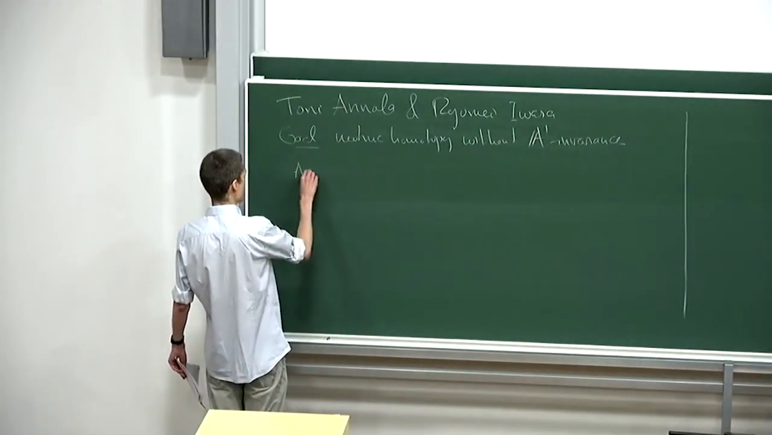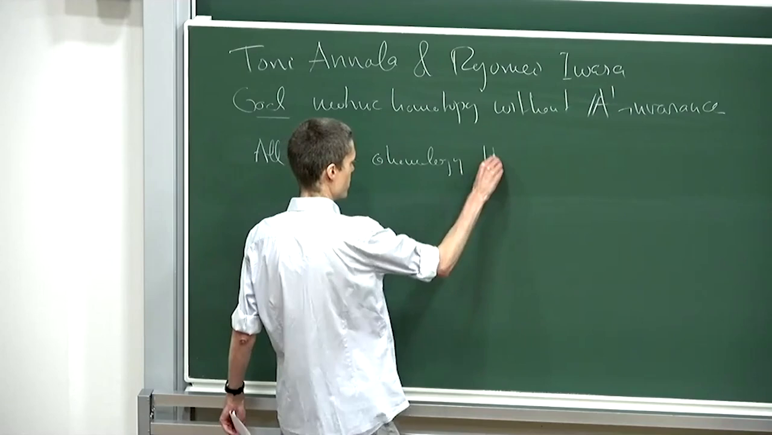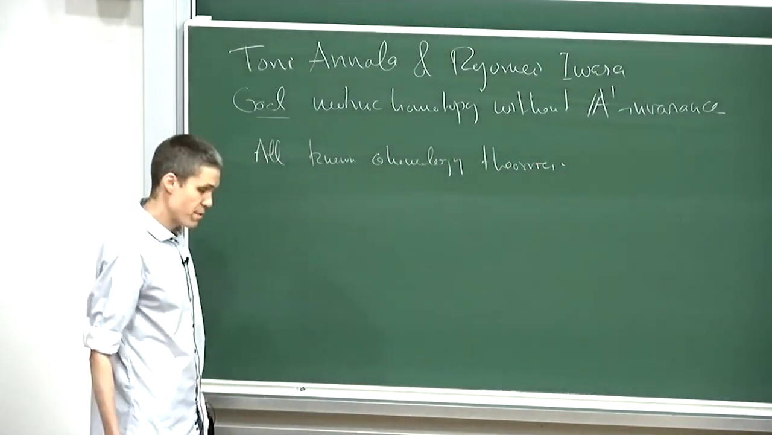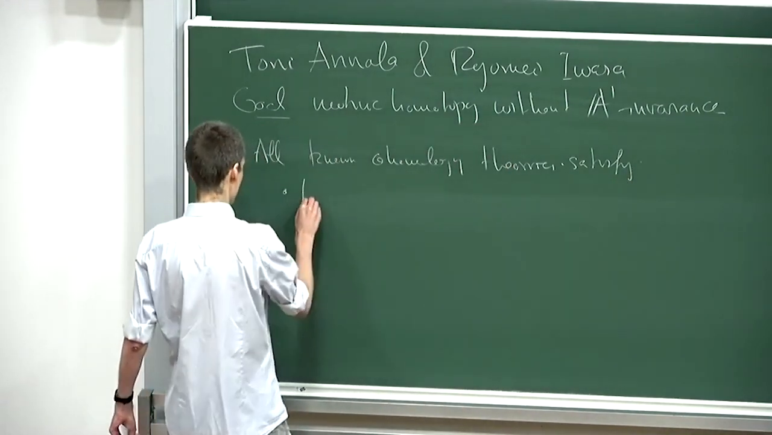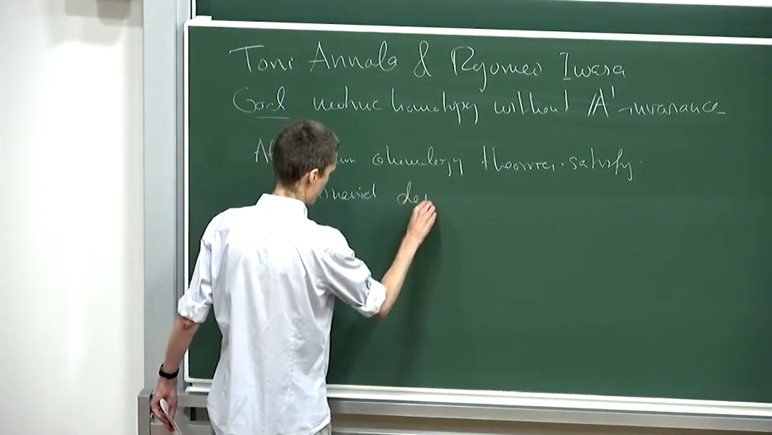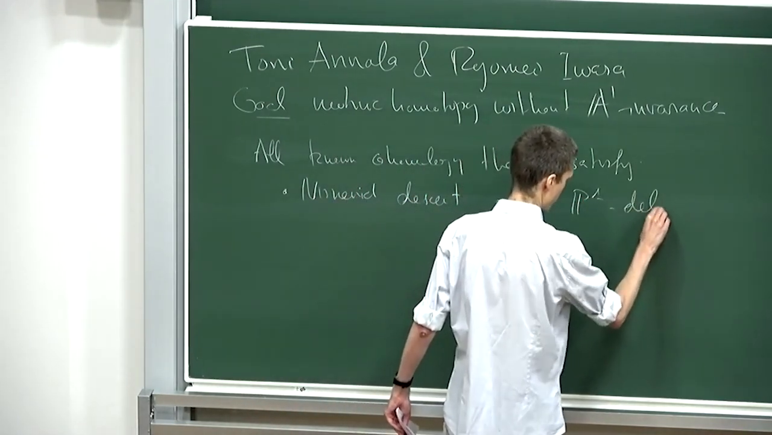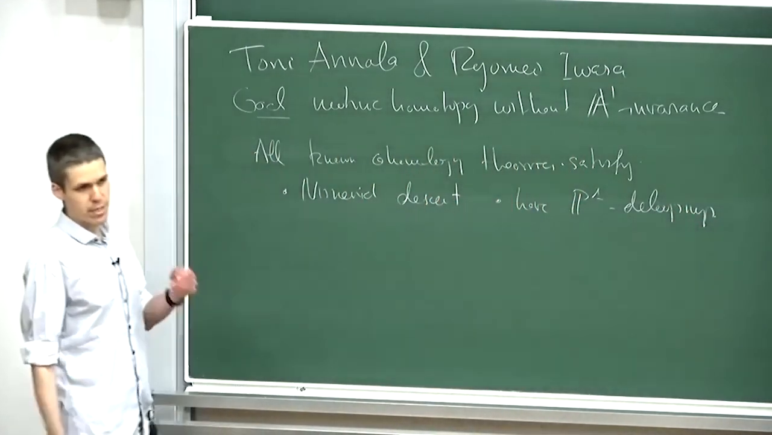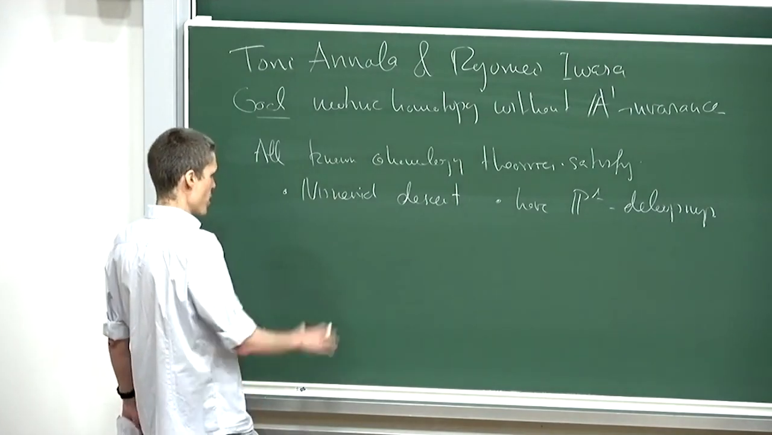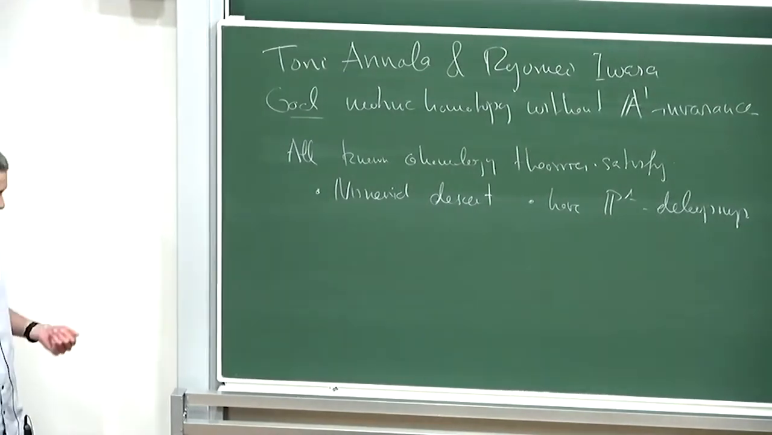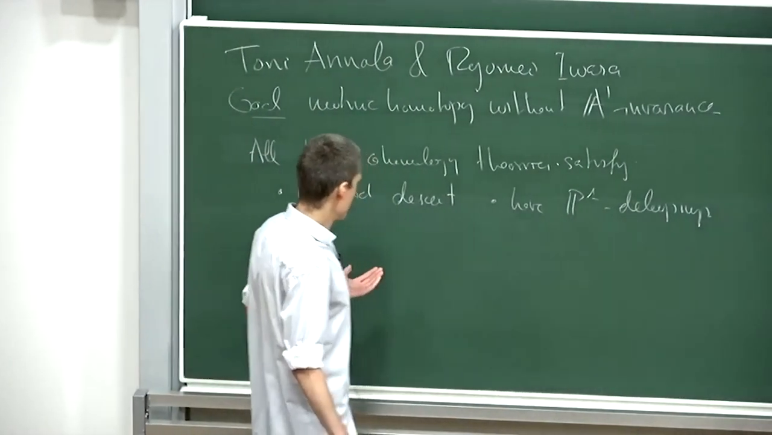Okay, so A1 invariance we don't like so much, but all of these cohomology theories still satisfy some nice properties, like Nisnevich descent, for example, so descent for the Nisnevich topology. They have P1 deloopings, so they will be represented by P1 spectra, as in stable motivic homotopy theory. These are two conditions which are part of the definition of the stable A1 homotopy category. And then the third one would be A1 invariance, which now we don't want. So we are looking for replacements of these A1 invariance conditions.